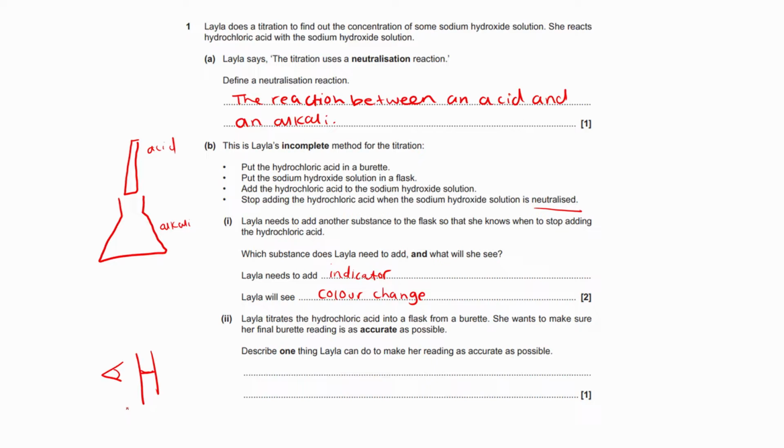Take a reading from the bottom of the meniscus. So the meniscus is basically like a C-shaped surface of the water, so the bottom is here at the bottom of the C-shape. So you could have said take a reading from the bottom of the meniscus. You could have said make sure no air bubbles in the burette, or air in the burette, because that would affect your values. And you could have said add the sodium hydroxide drop by drop from the burette. Any one of those would have given you the mark. So I'm just going to write take reading at eye level.